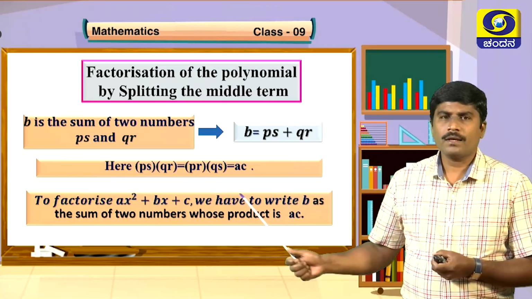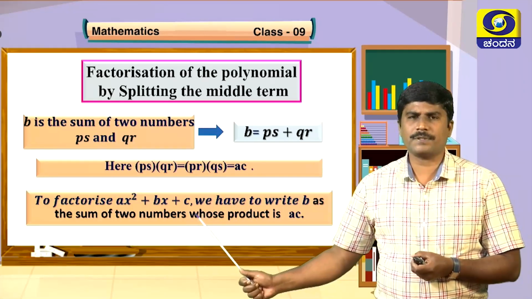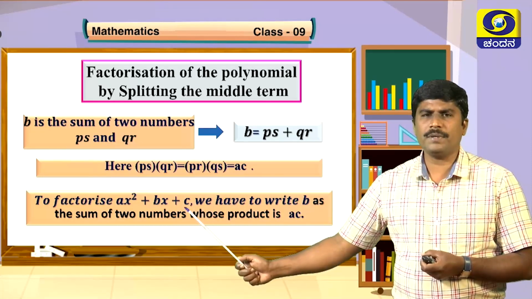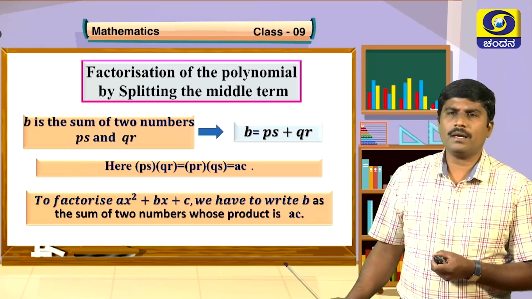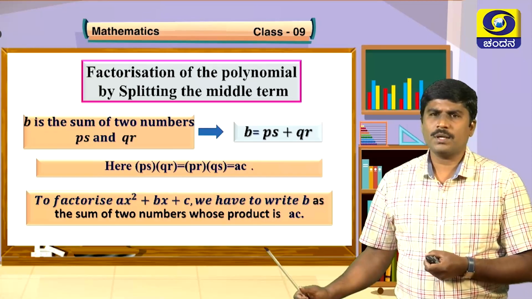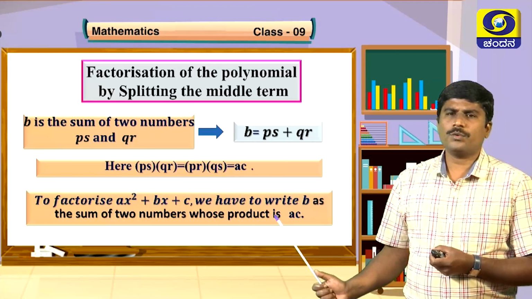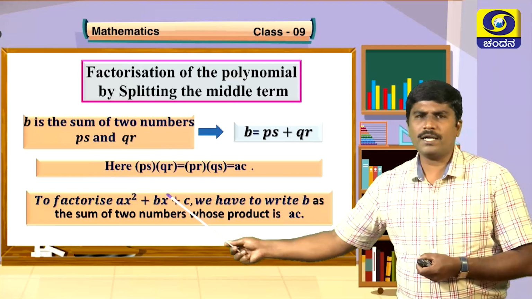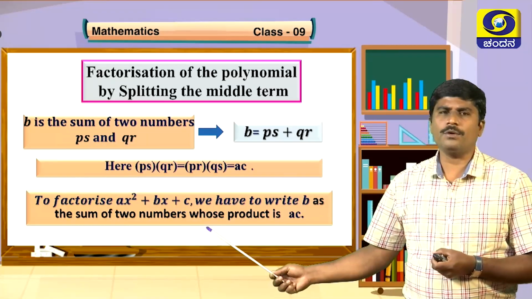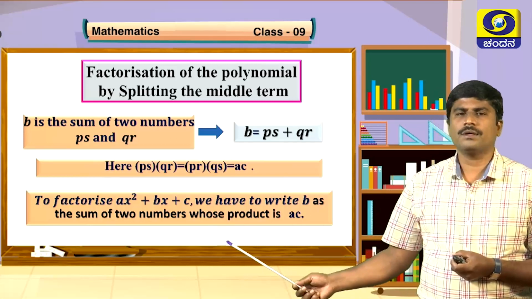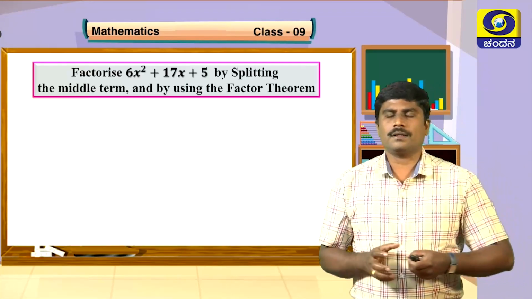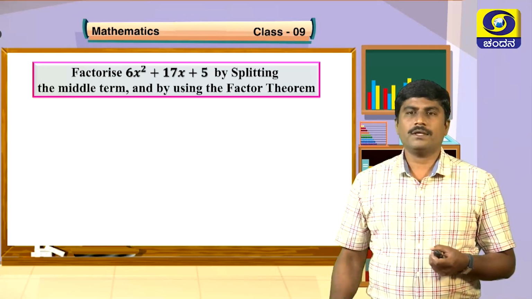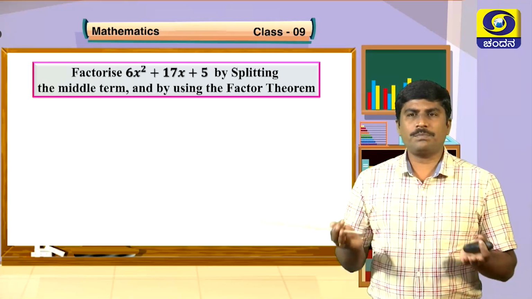Here ax square plus bx plus c is a quadratic polynomial. Here bx is the middle term, that is called b. How are you going to write b? It is the sum of two numbers whose product is ac. Here the first term is a and the last constant is c. If you multiply a into c, you will get the product. You have to understand this concept. Dear children, now you understood the factorization of a polynomial by splitting the middle term.